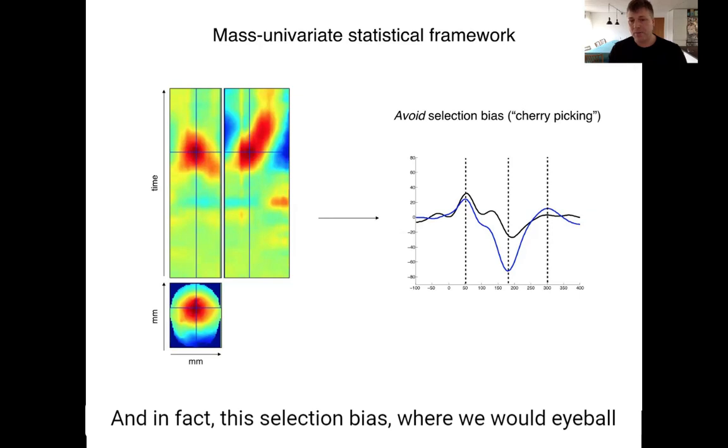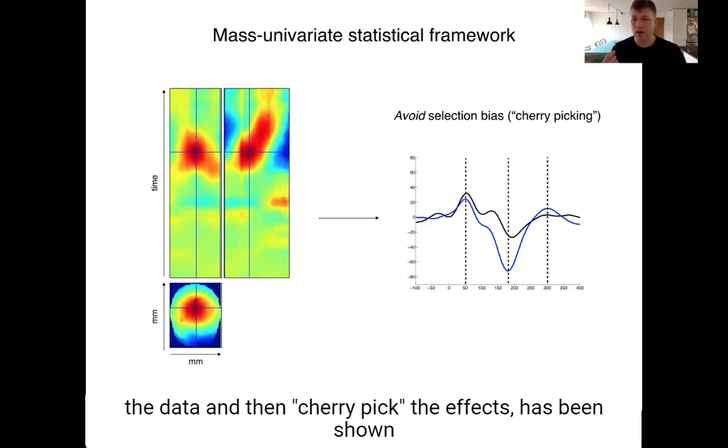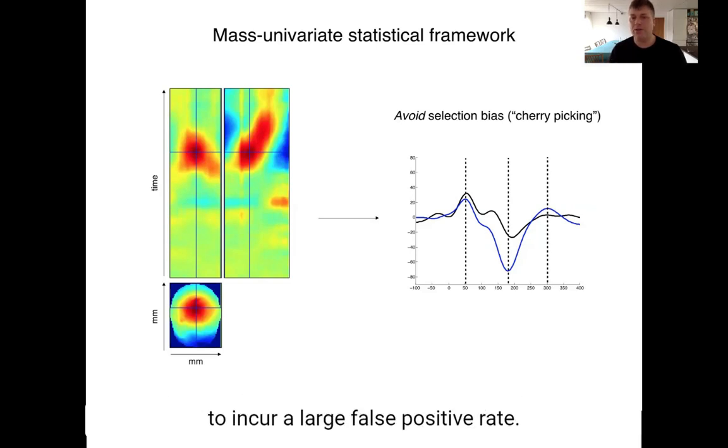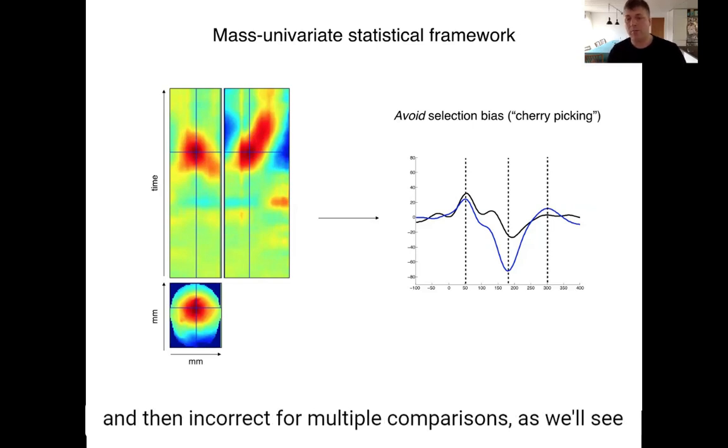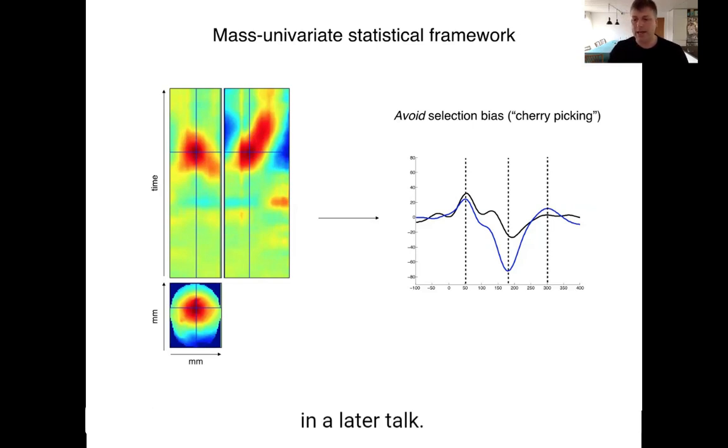And in fact, this selection bias, where we would eyeball the data and then cherry pick the effects, has been shown to incur a very large false positive rate. So it's useful to allow the analysis to search for effects and then correct for multiple comparisons, as we'll see in a later talk.